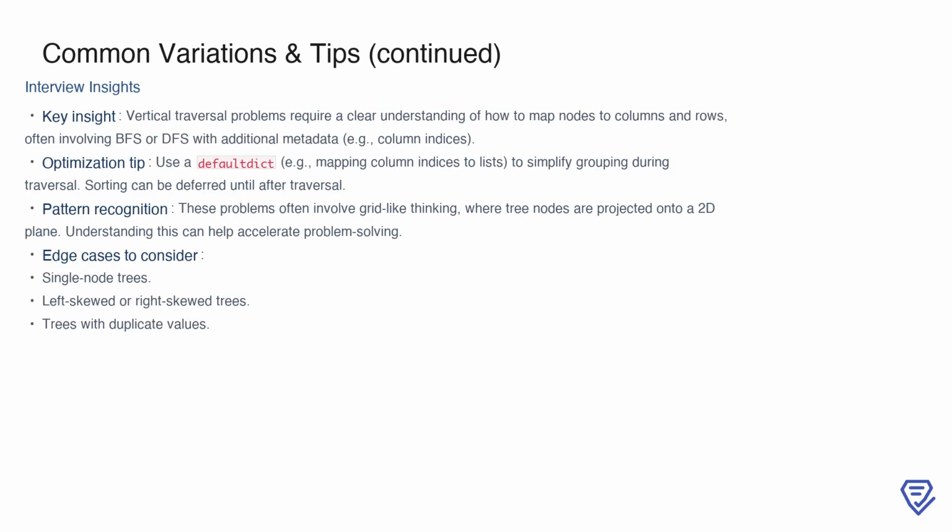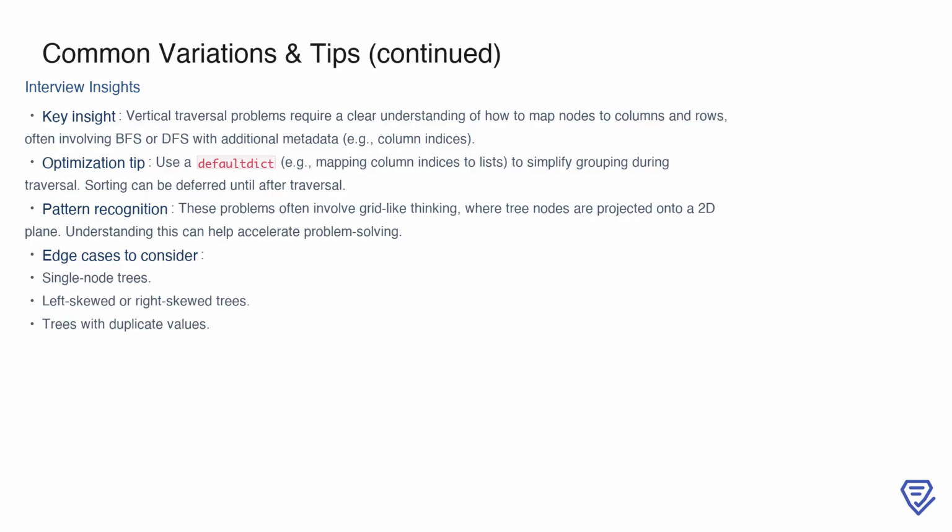To approach vertical order traversal problems effectively, there are a few key insights worth noting. First, these problems require a strong understanding of how to map tree nodes to specific columns and rows. This often involves using BFS or DFS, paired with metadata like column indices. An optimization tip here is to use a default dict to map column indices to lists of nodes. This simplifies the grouping process during traversal, leaving any necessary sorting until after the traversal is complete.